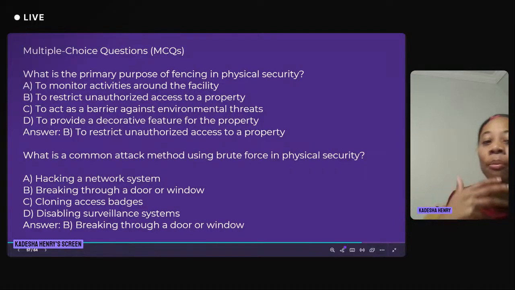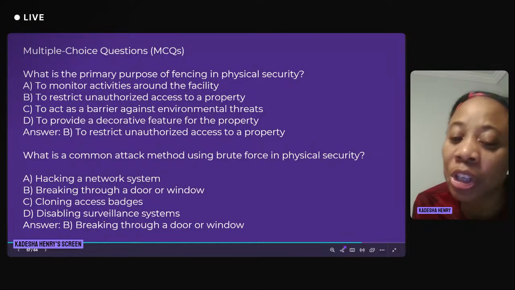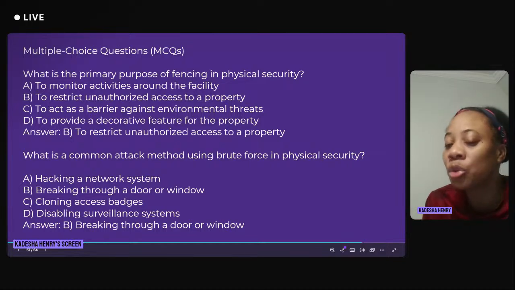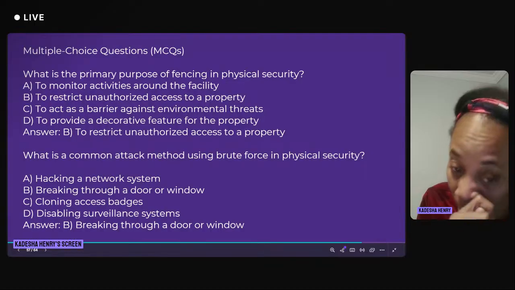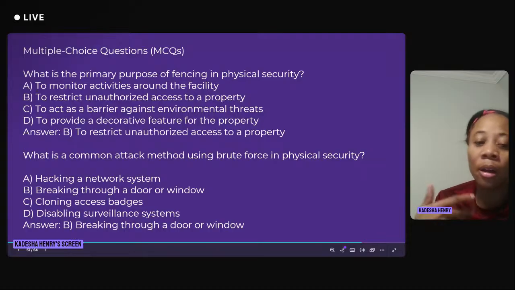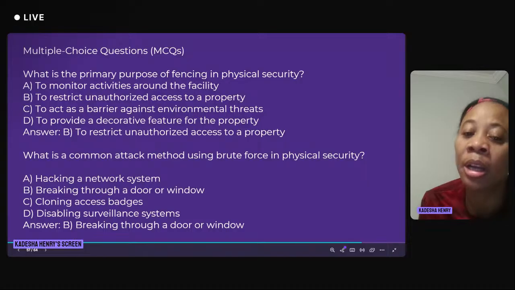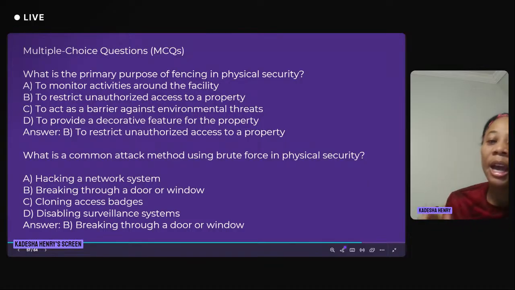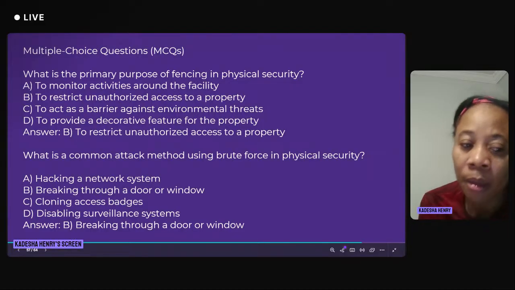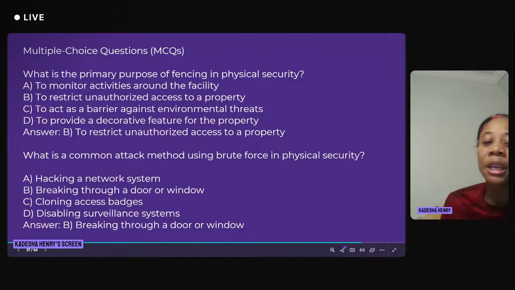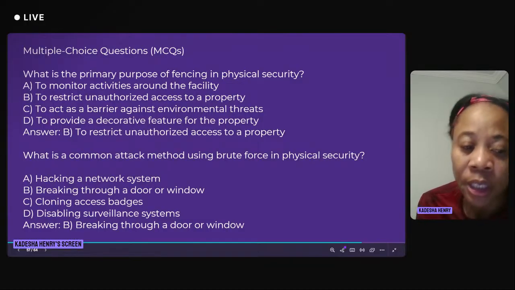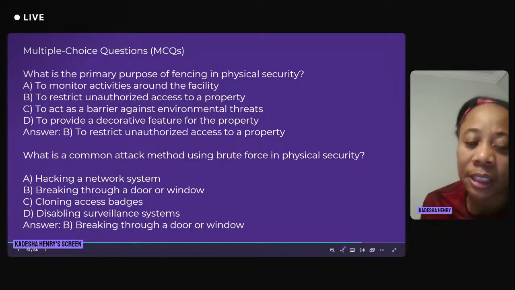Number two, what is a common attack method using brute force in physical security? We talked about brute force in physical security being the use of whatever human power or tool at hand to force our way into a building or unauthorized area. A, hacking the network system. B, breaking through a door or window. C, cloning an access badge. D, disabling the surveillance system.